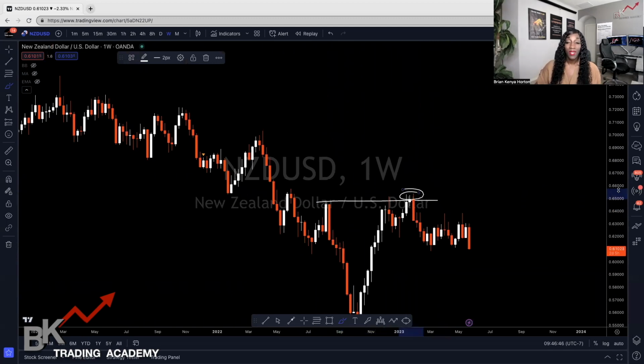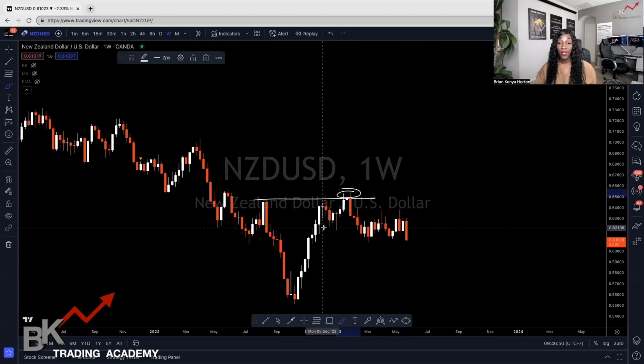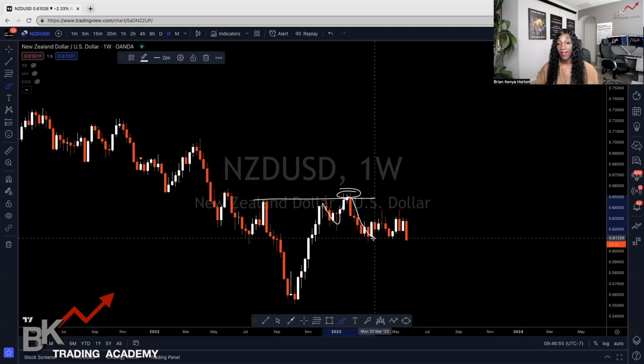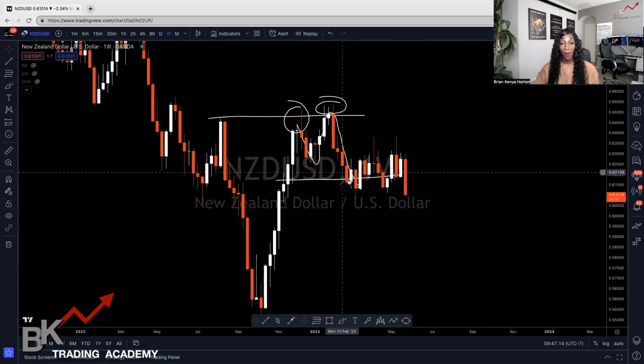So we didn't really get a valid new high. So we still are quite bearish. And then you can see how we dipped a little bit, price came back, rejected to the downside. We had sort of a double top here. Now here's the neckline of this double top on the weekly time frame.